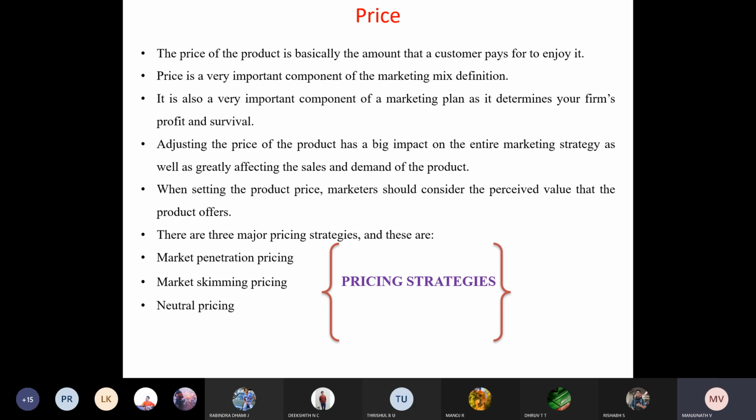Now there are three major pricing strategies. I'll just go to the wider screen. Some part of the slide is not visible to me. Now, next, there are three pricing strategies. One is called market penetration pricing, market skimming pricing, and neutral pricing. Now, there are three strategies. Look at my chat box. There are three pricing strategies.